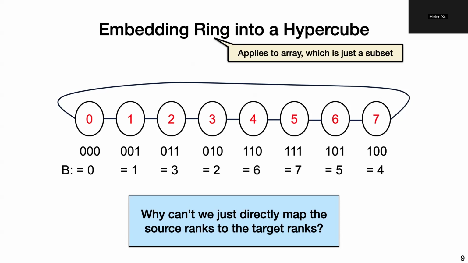So 0 and 1 stay the same. 2 goes to 3, 3 goes to 2. Those also differ in 1 bit. And notice that 1 and 3 also differ in 1 bit from each other. 1 is 0, 0, 1, and 3 is 0, 1, 1. In the second half, 4 goes to 6, 5 goes to 7. Those also are only 1 bit away from each other. And 2 and 6 are also only 1 bit away from each other. The top bit gets flipped.